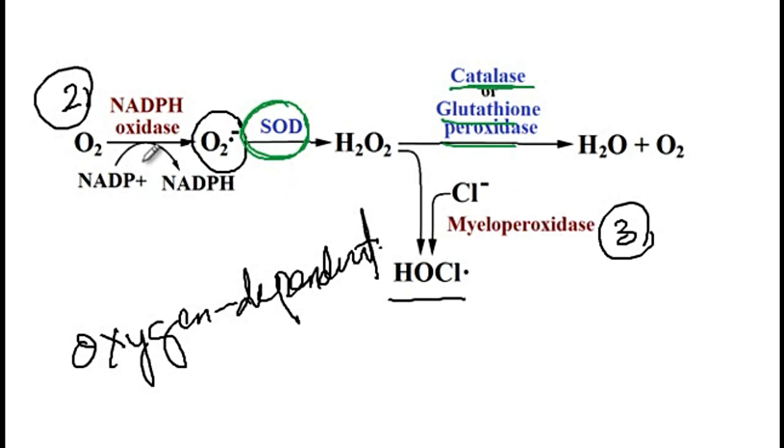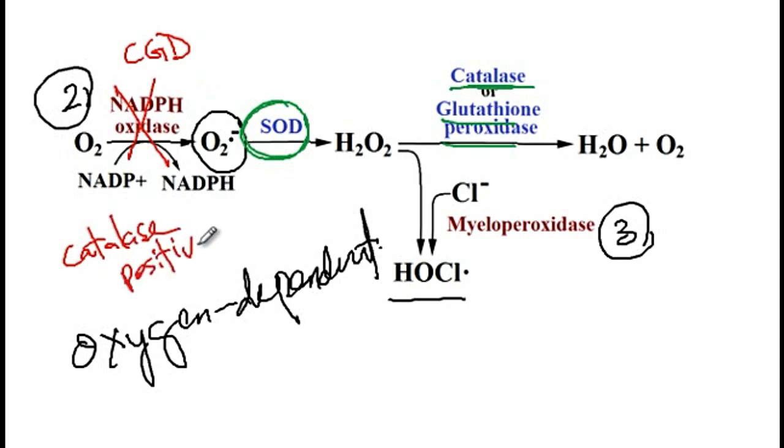And then one final point I would like to mention is that patients with chronic granulomatous disease, they lack the NADPH oxidase, and thus they are sensitive to the catalase positive organisms. And that concludes our discussion.